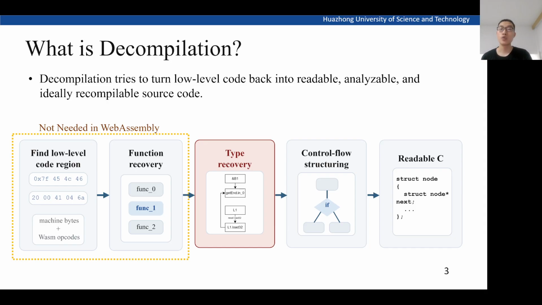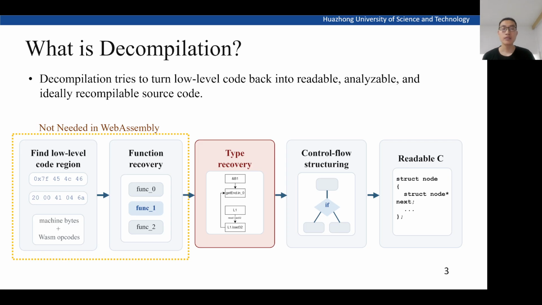So let's talk about what is decompilation. Decompilation is about turning low-level assembly code back into more readable source code. For a typical binary code, it's really just a bunch of binary bytes, and you even need to find code regions, and after finding code regions, then perform disassembly, then recover assembly functions. But these steps are not needed in WebAssembly. In the WebAssembly binary format, the function is directly available, and the instruction is explicit.